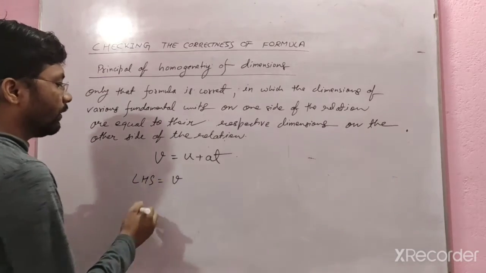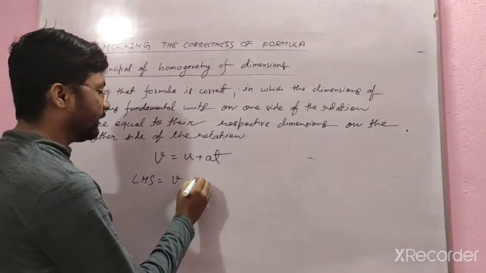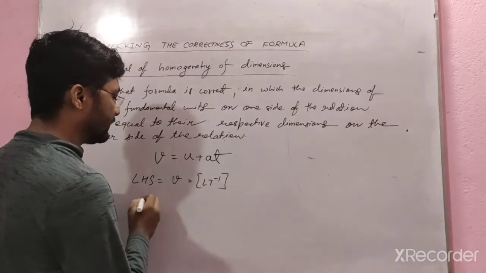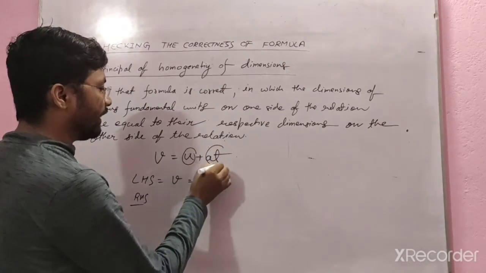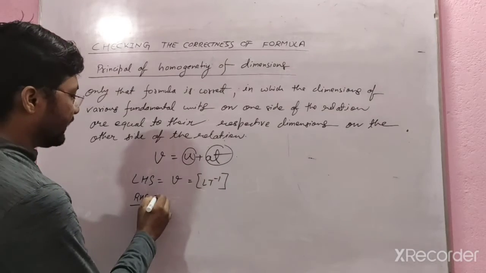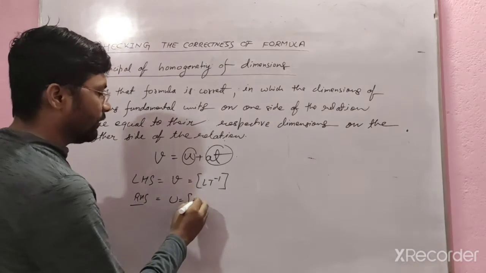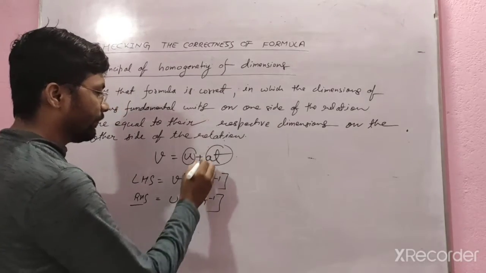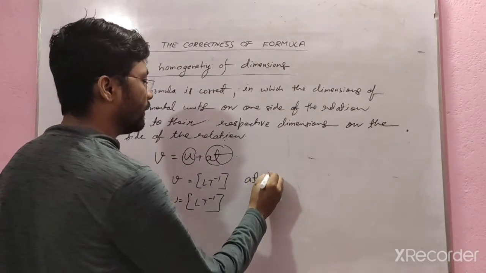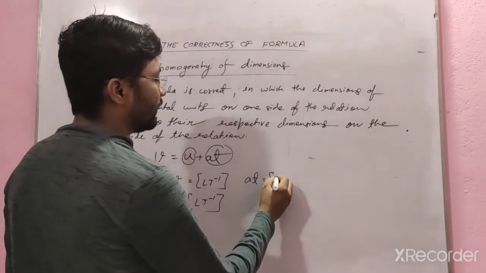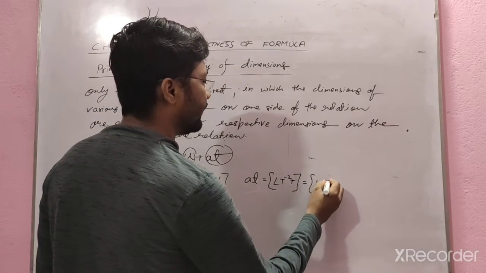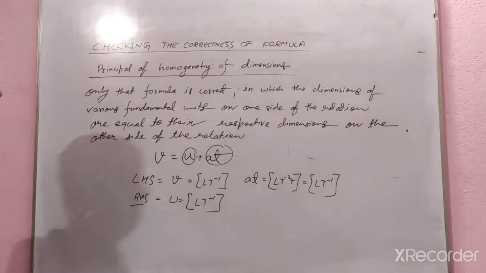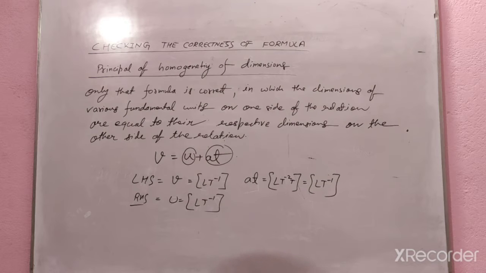In the LHS we have V. V is the final velocity and we know that the dimension of V is L T minus 1. In the RHS there are two physical quantities separated by plus. Now we have to check the dimension of U. U is the initial velocity, its dimension is L T minus 1. Now the third one is A into T. A is acceleration, T is time. The dimension of acceleration is L T minus 2, into T, so this is L T minus 1. So all of them have the dimension L T minus 1. So we say that V equals U plus AT is dimensionally correct.